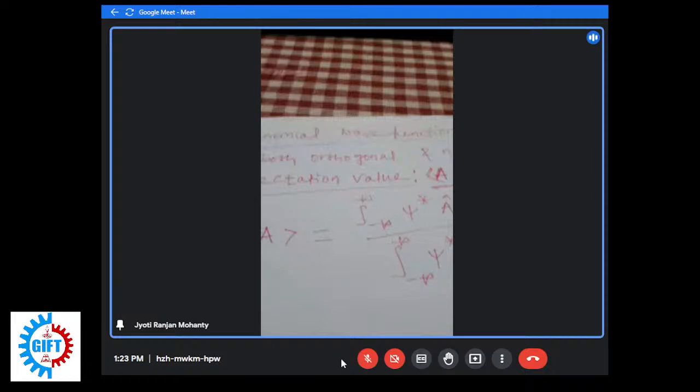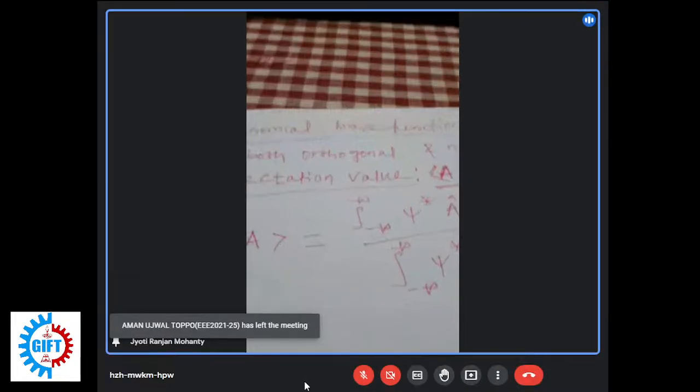As you know, the denominator gives you 1. Why 1? Because if you multiply psi star with psi, we get psi mod square. What is the psi mod square integration? That is 1. As I told you, in case of a normalized wave function, this value is equal to 1. So far as your syllabus is concerned, it will be asked for a normalized wave function.